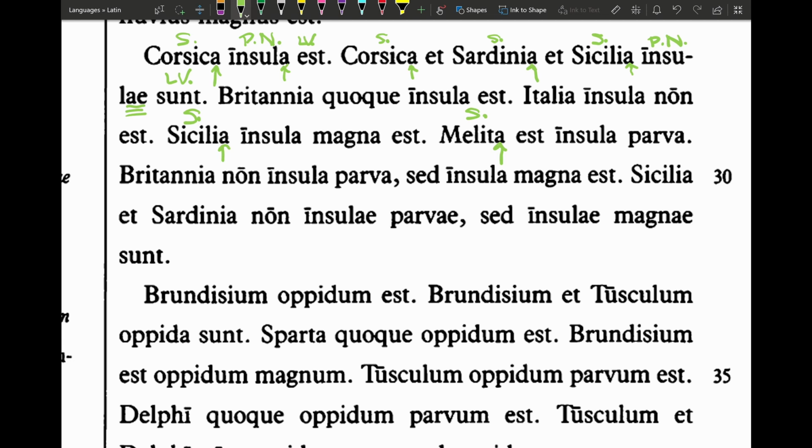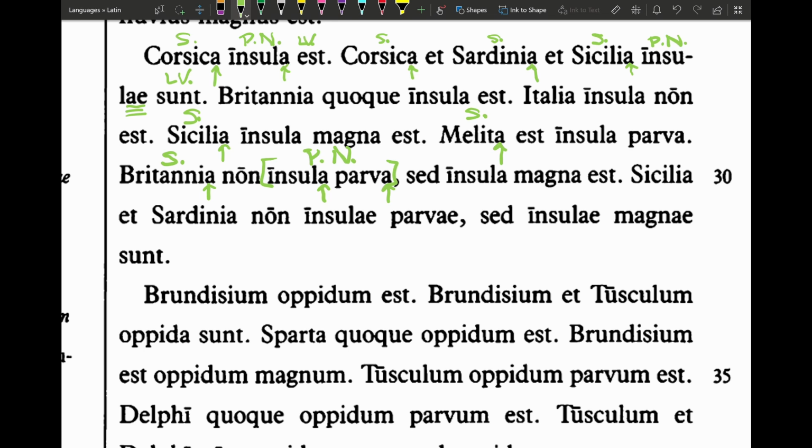Moving on. Britannia non insula parva, sed insula magna est. Again, you have adjectives in this sentence. Okay, you have to pay close attention. So we have one subject right here because of this A, nominative singular, and it's our subject. Now we have a predicate nominative here in this clause with these two words. So this right here forms a predicate nominative.